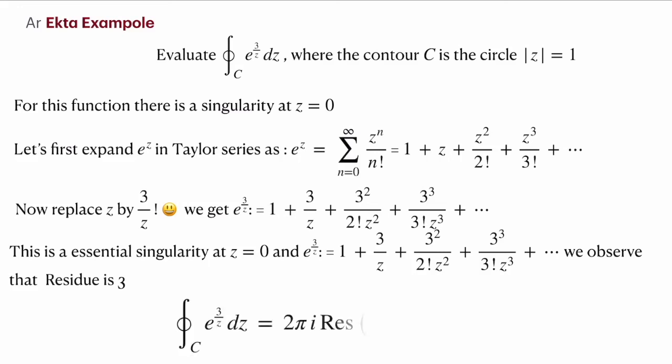So the integral of e to the power 3 by z dz over the contour mod z equal to 1 is given as 2 pi i into the residue of f of z at z equal to 0, that is equal to 6 pi i.